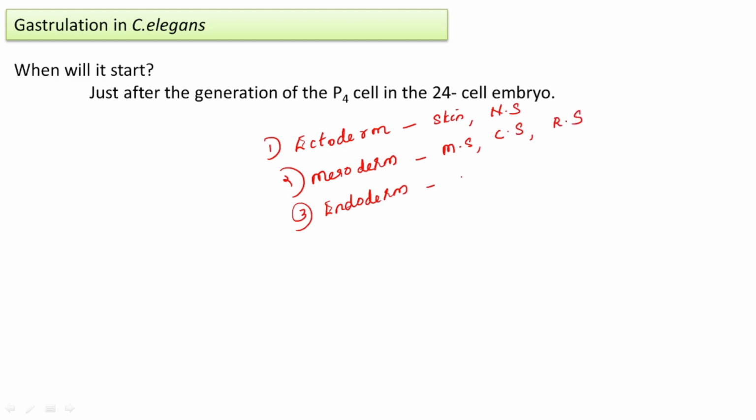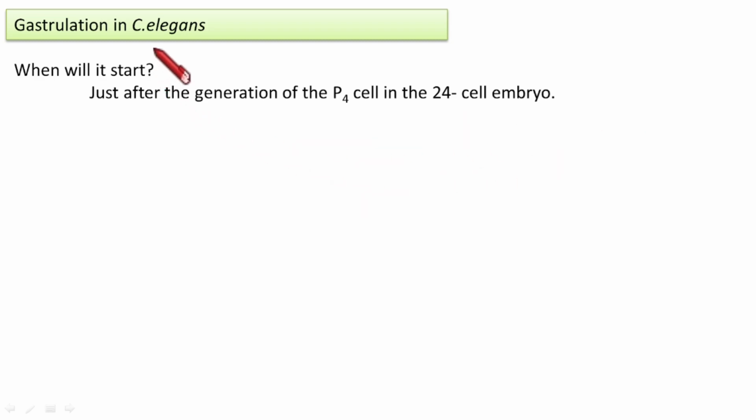Endoderm will give rise to the lining of the lungs and the gastrointestinal tract. This is just for your information. Okay. So, the process of formation of those three germ layers is gastrulation.